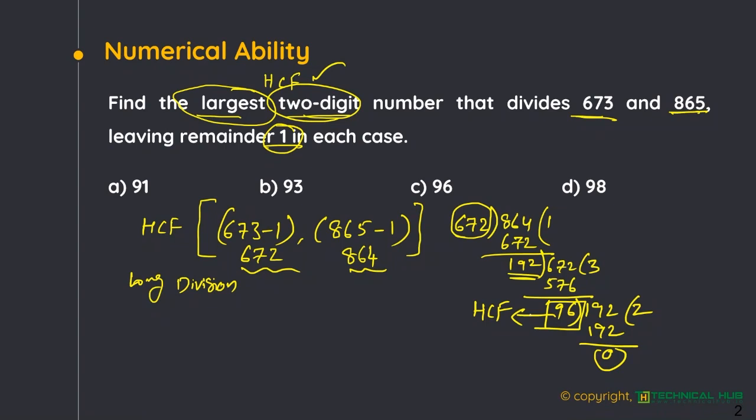Option C is the right answer. Here, the only thing you need to do is subtract whatever remainder is given in the problem. Just subtract that remainder from the given number. Once you have these two numbers, take the HCF of these two. That is your required answer. It is always better to go with the long division method whenever you are calculating the HCF for bigger numbers. Okay.